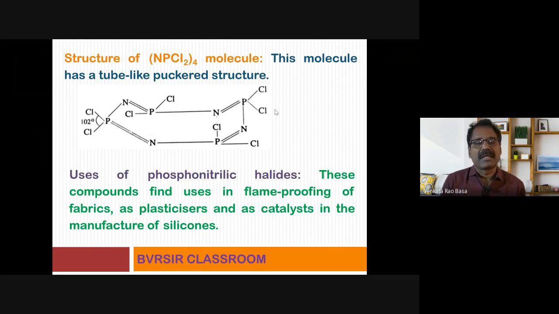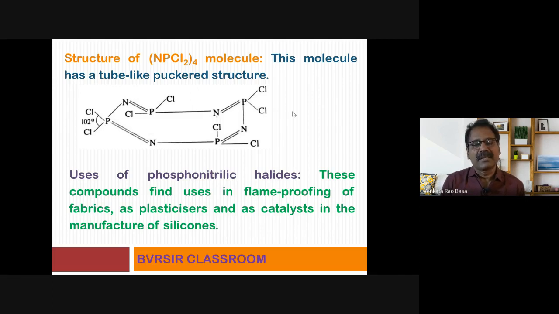Uses of phosphonitrile halides. These compounds find uses in flame proofing of fabrics. So those fabrics which don't catch fire easily are made up of substances impregnated with these phosphonitrile halides. They are also used as plasticizers. Plasticizers are polymer additives. The polymers are added with plasticizers in order to get some specific properties. While studying polymer chemistry, you will come to know the role played by plasticizers. Here you do remember that some types of plasticizers are made up of phosphonitrile halides.